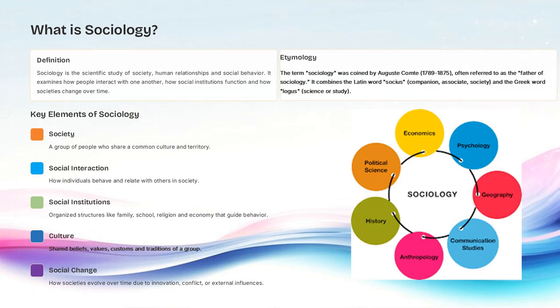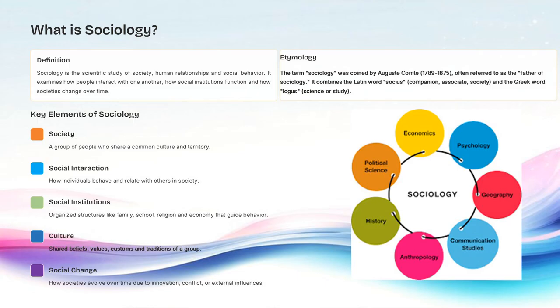What is sociology? Definition. Sociology is the scientific study of society, human relationships, and social behavior. It examines how people interact with one another, how social institutions function, and how societies change over time. Etymology. The term sociology was coined by Auguste Comte, 1789 to 1875, often referred to as the father of sociology. It combines the Latin word socius, companion, associate, society, and the Greek word logos, science or study.